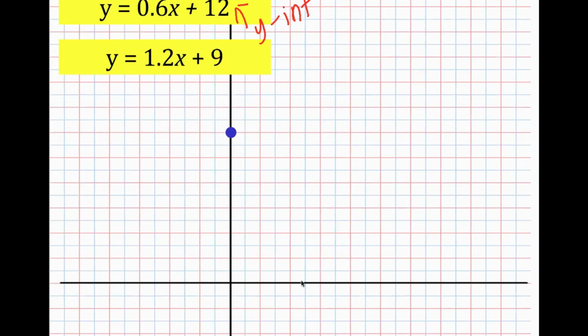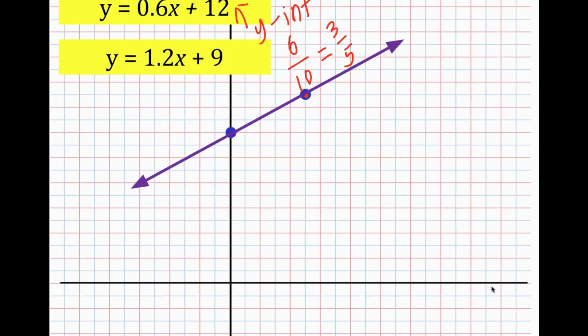And then we can make 0.6 into 6 over 10, which equals 3 over 5. So whenever you're given a slope of a linear equation in decimals, I always recommend to put it in fraction form. So you would rise 3 units and run 5. That would be the other point. Again, you only need a minimum of 2 points, so you can connect your first line.